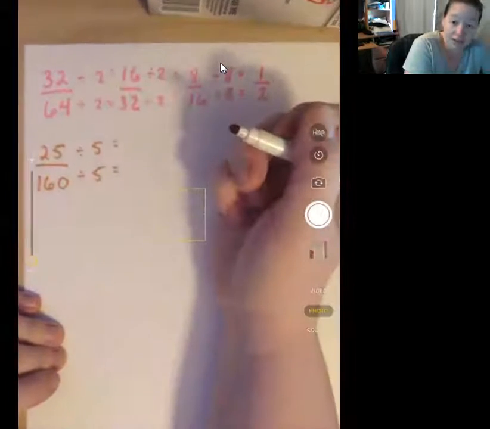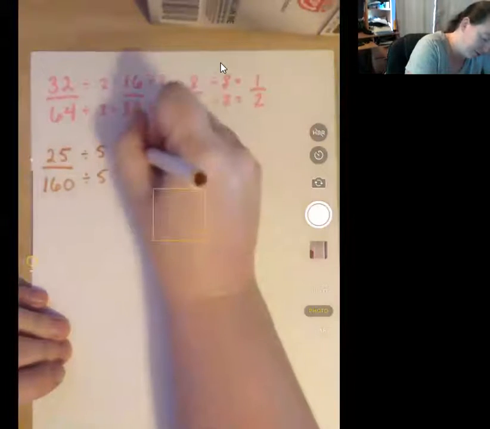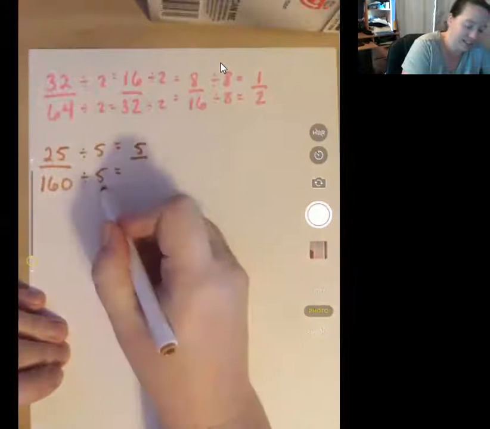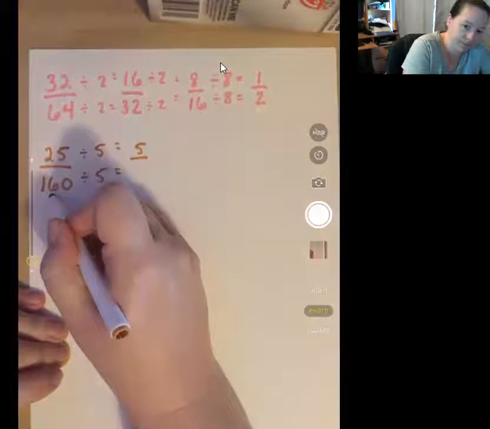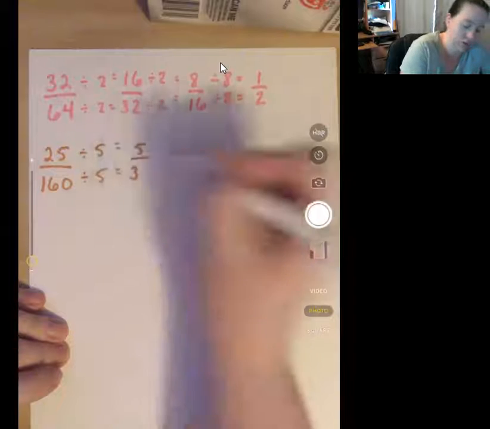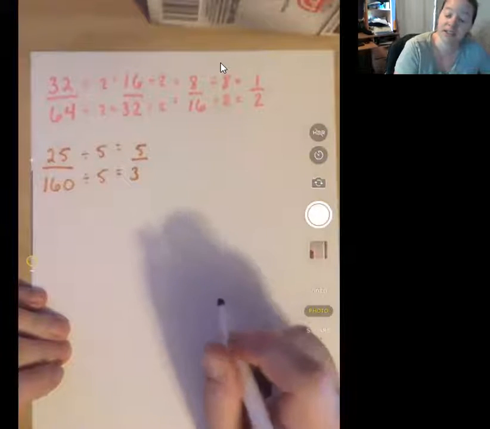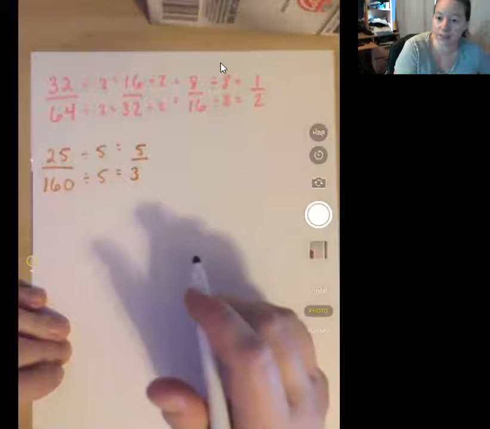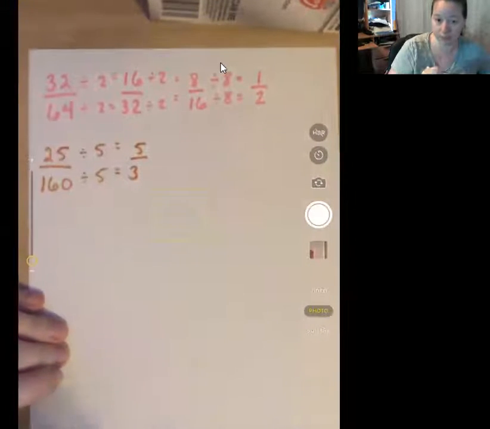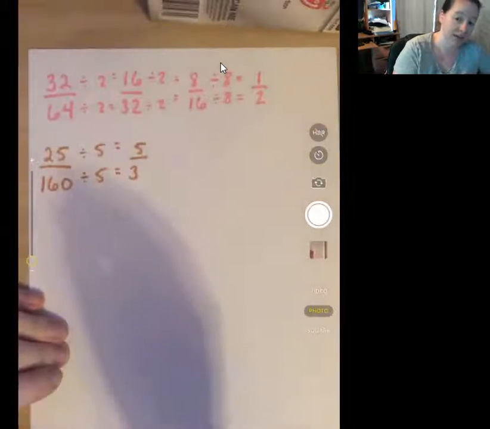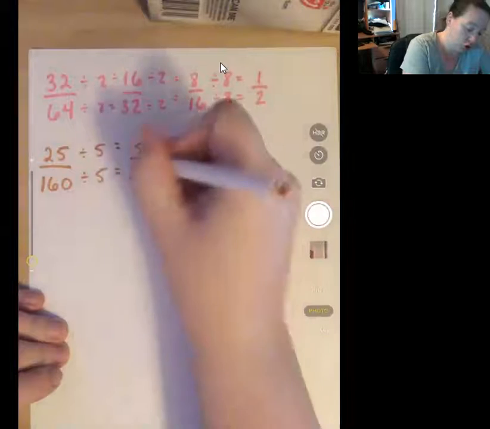25 divided by 5 is 5. 160 divided by 5. So 5 goes into 16 3 times, because 3 times 5 is 15. 16 minus 15 is 1. Add the 1 to the 0, so you end up with 10. 10 divided by 5 is 2.